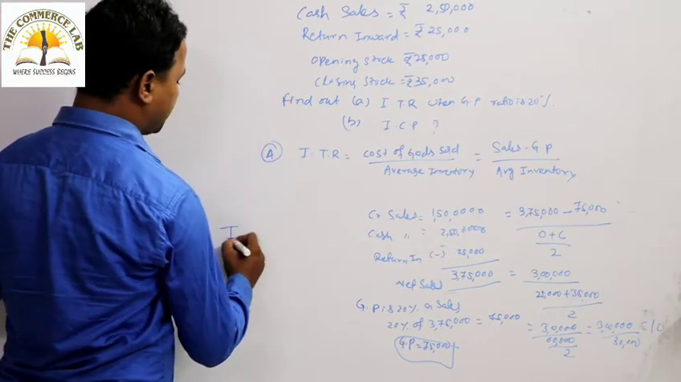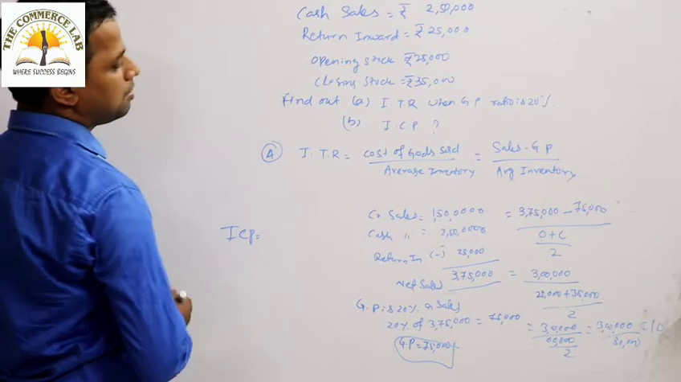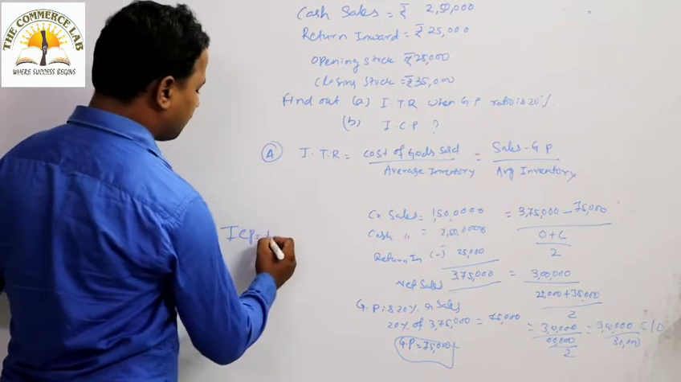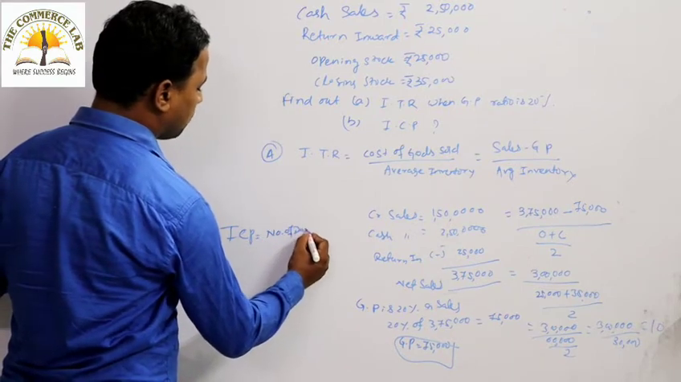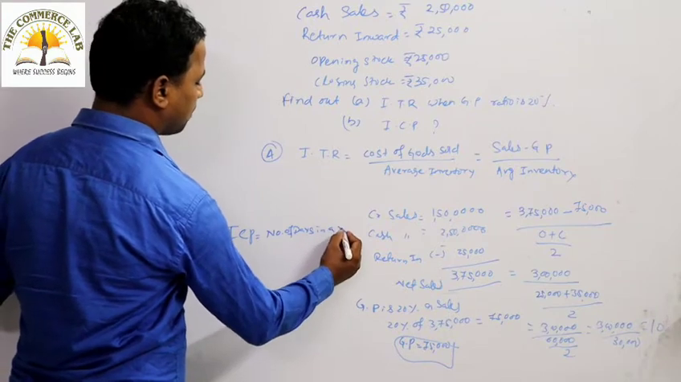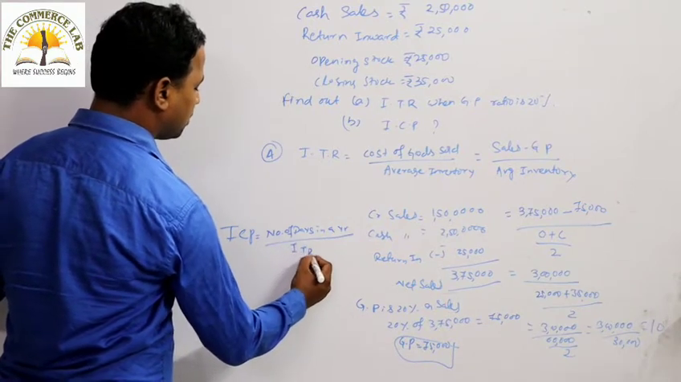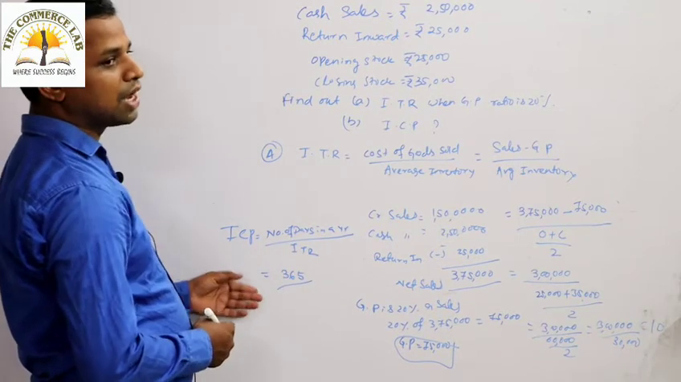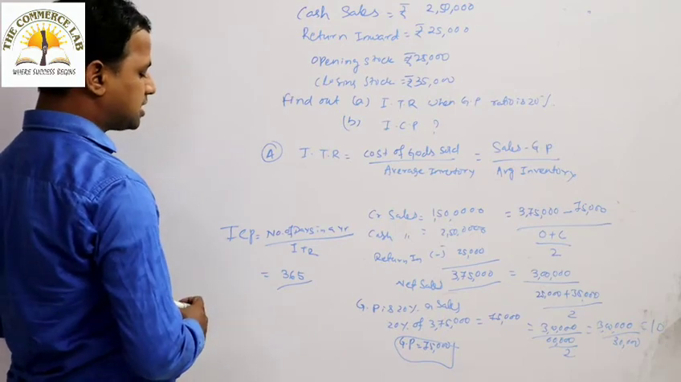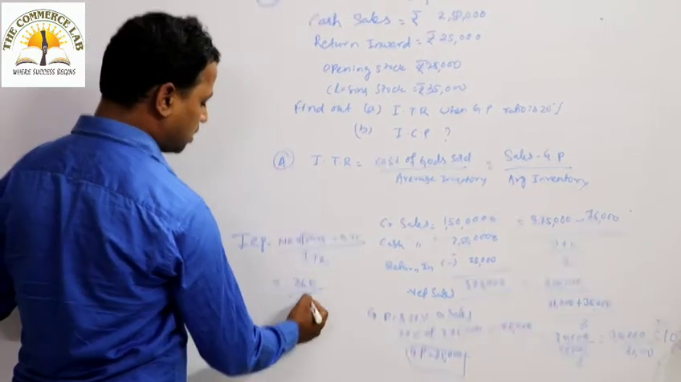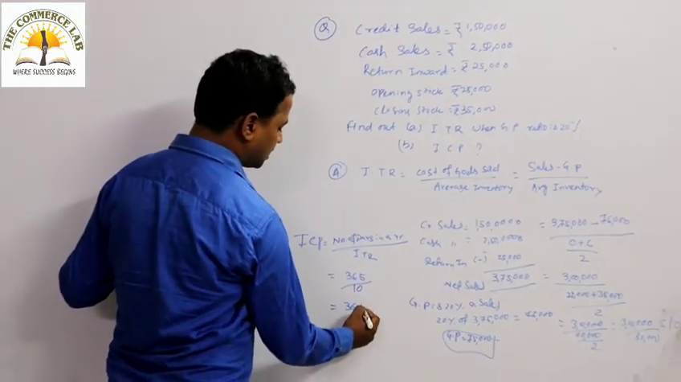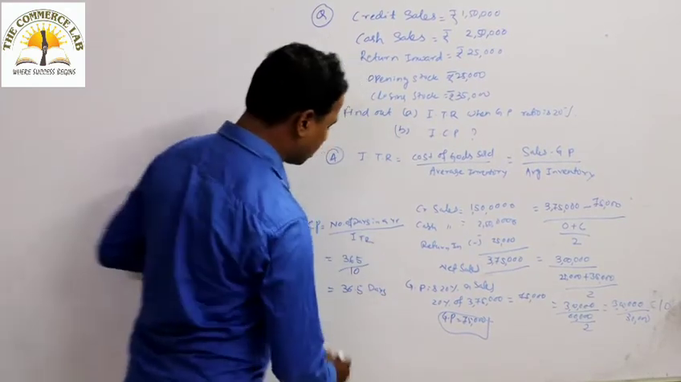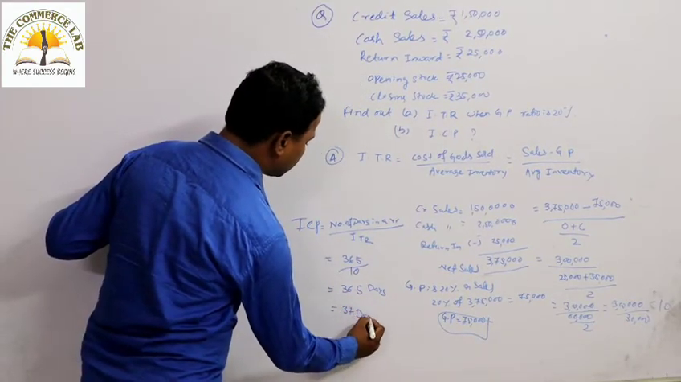So ICP, that is inventory conversion period. Inventory conversion period has to be calculated as number of days in a year divided by inventory turnover ratio. Always write the formula. Number of days in a year is not given in the question, so simply you can take 365. And the inventory turnover ratio we calculated is 10. So 36.5 days, so approximately it is 37 days.